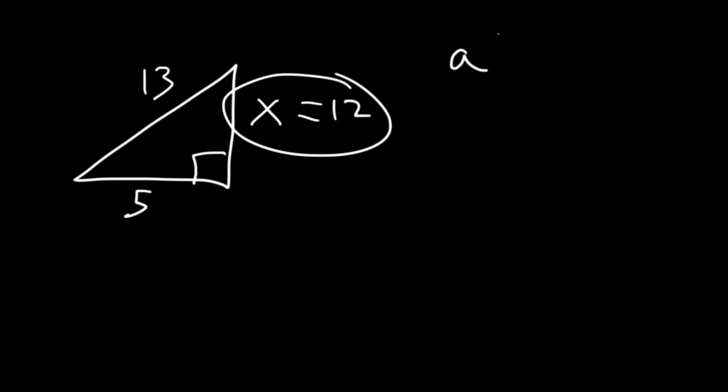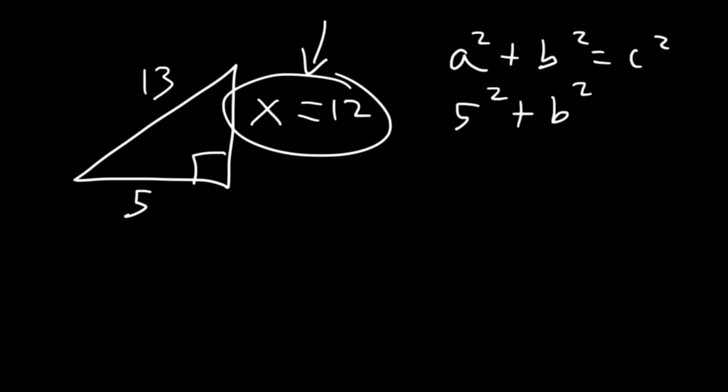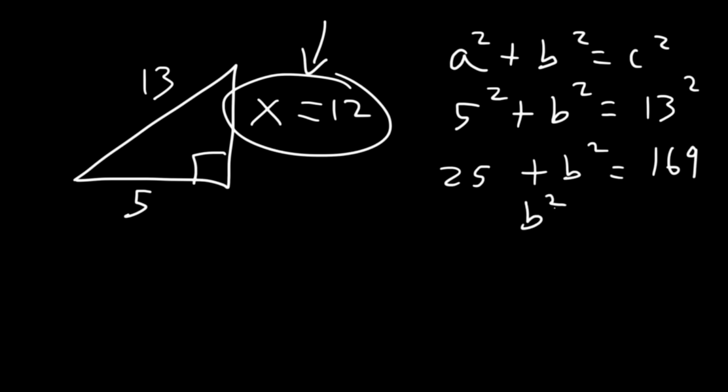So we know that a squared plus b squared is equal to c squared. And our goal, let's say we're looking for b. So a is 5, and the hypotenuse c is 13. 5 squared is 25. 13 squared, 13 times 13 is 169. And if we subtract both sides by 25, 169 minus 25 is 144. So now we've got to take the square root of 144, which is 12. So it pays to know the special right triangles.